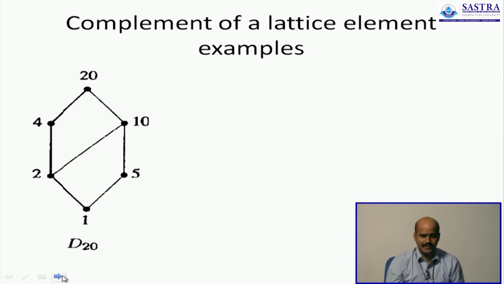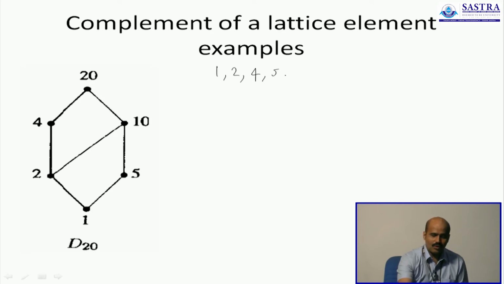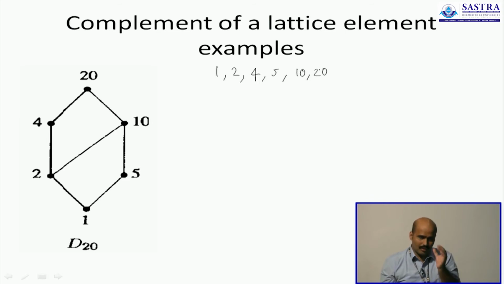Let's take a different example now. The set of all divisors of 20. 20 has 6 divisors, 1, 2, 4, 5, 10 and 20, and they are related by the relation A divides B. That's what you see here: 1 divides every number, 5 divides only 10 and 20, 2 divides 4, 10 and 20, 4 divides only 20, 10 divides only 20, and 20 is divided by every other number. That's how this relation is constructed.